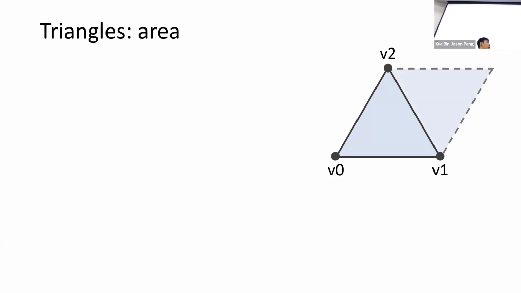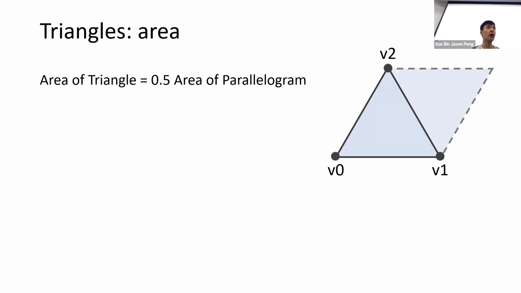When we mirror a triangle along one of its edges, what we get is a parallelogram. So when we put these two triangles together, they give us a parallelogram. The key observation here is that the area of our original triangle is equal to half of the area of this parallelogram that's formed by mirroring the triangle along one of its edges. Which means that if we want to calculate the area of the triangle, we just have to determine the area of the parallelogram and divide that by two.